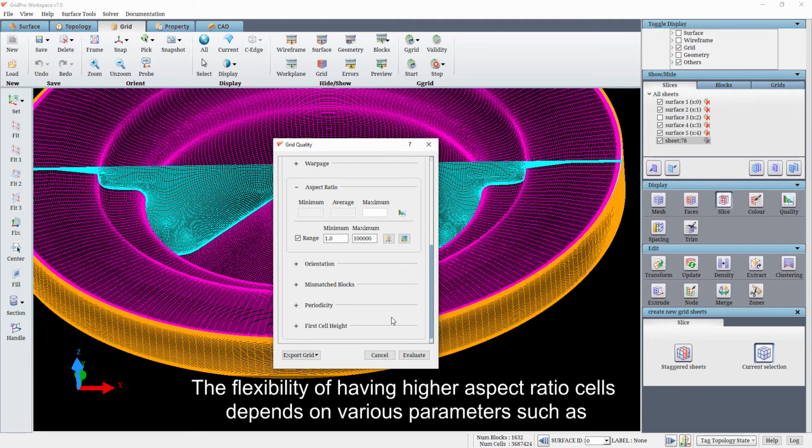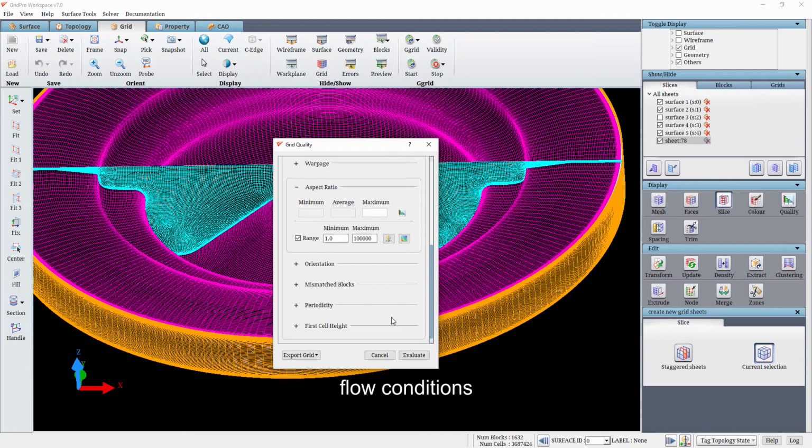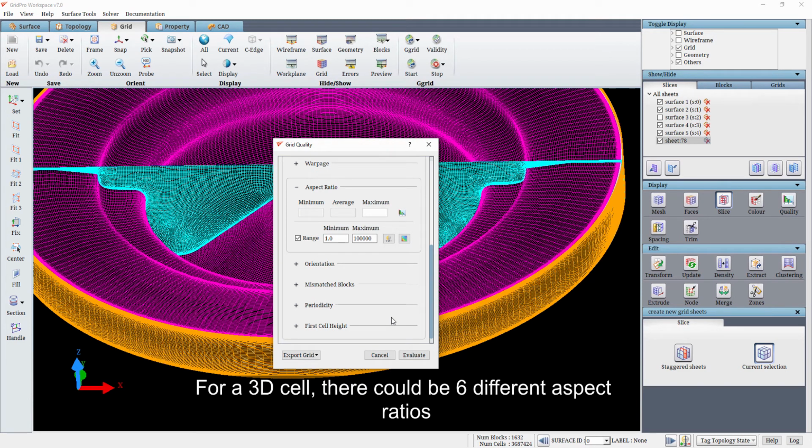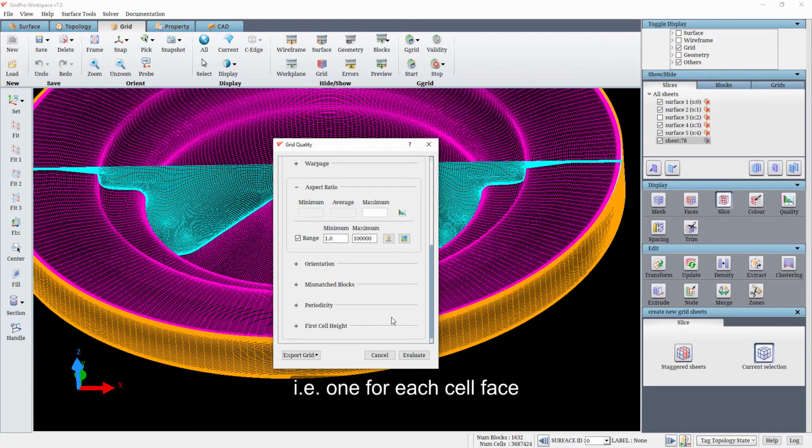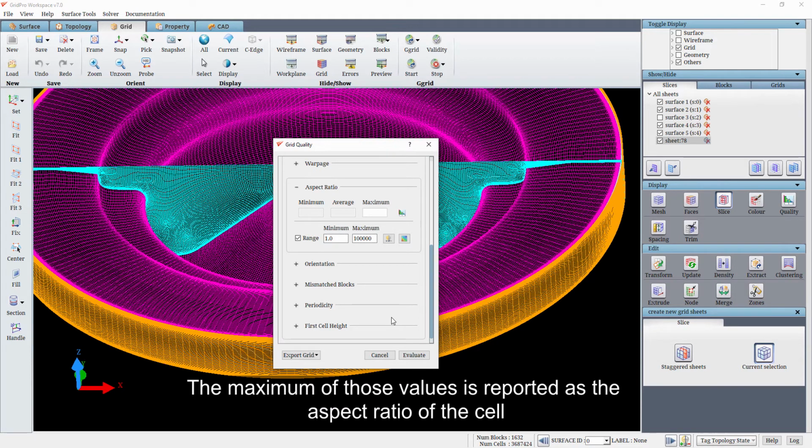The flexibility of having higher aspect ratio cells depends on various parameters such as flow conditions, location of the cells in the flow domain, and the CFD solver. For a 3D cell, there could be 6 different aspect ratios, that is one for each cell face. The maximum of those values is reported as the aspect ratio of the cell.